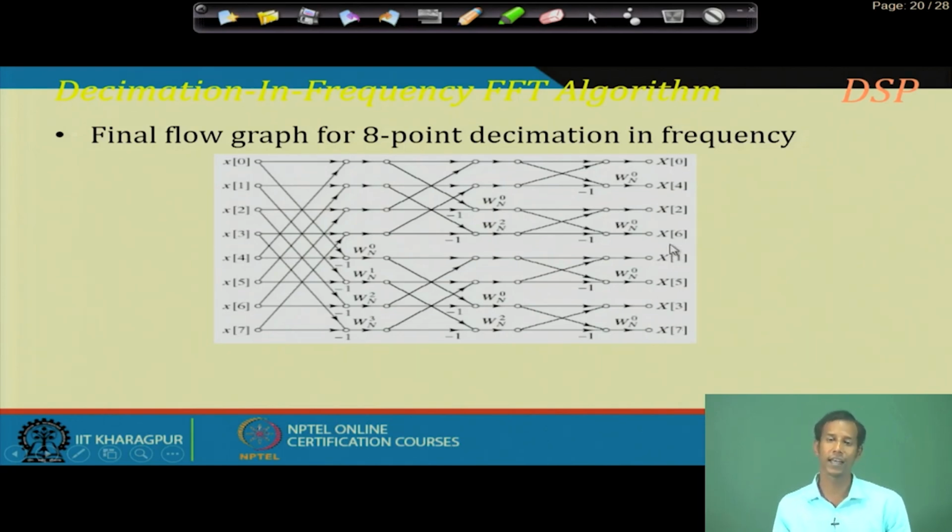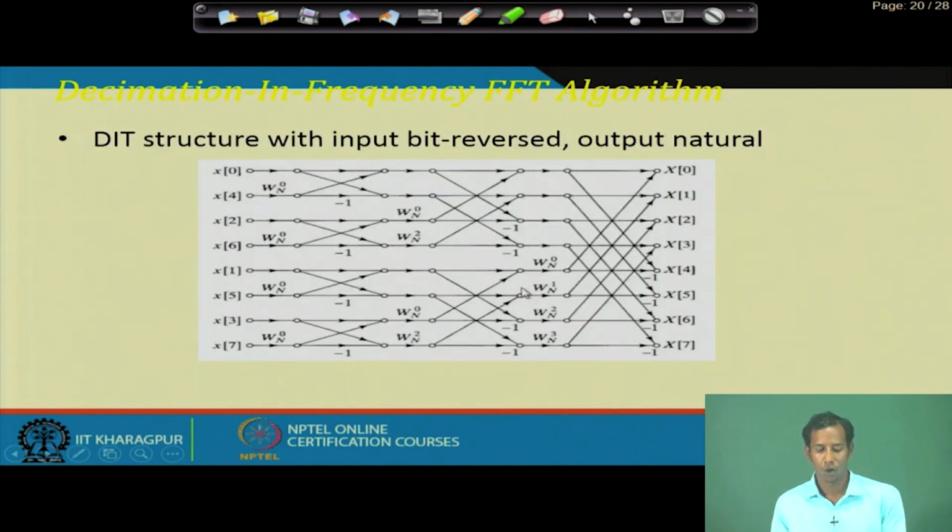So, to get the output also like x 0, x 1, x 2, x 3, x 4, x 5, something like that, you have to do the bit reversal, so that this particular sequence becomes in order. Okay. So, in decimation in time, this DIT structure with the input bit reversed, the output will be natural.